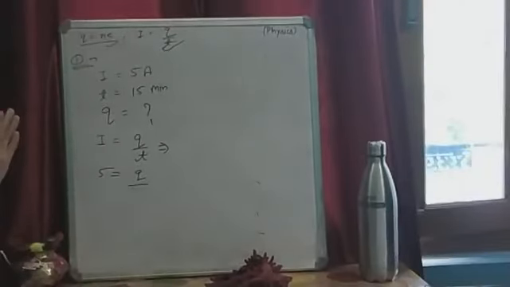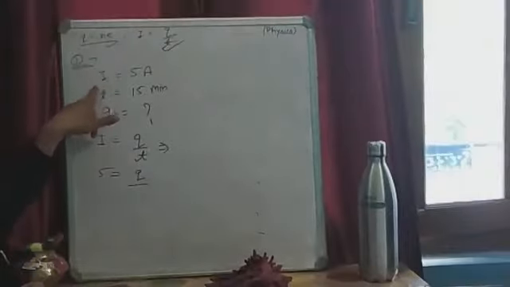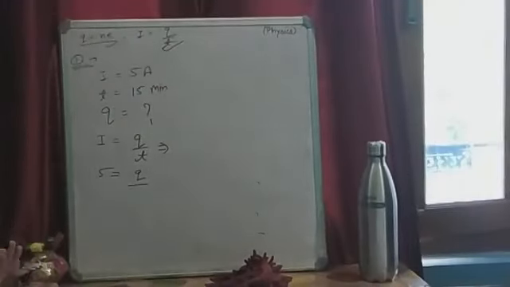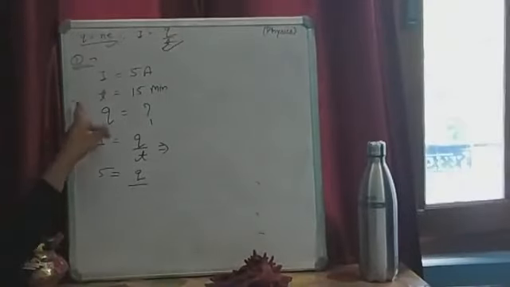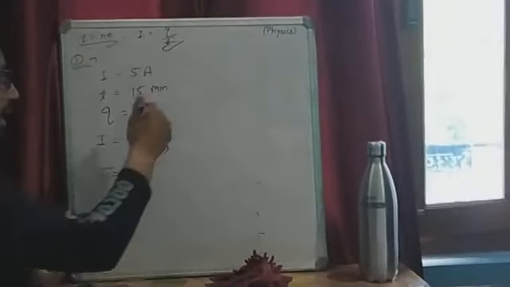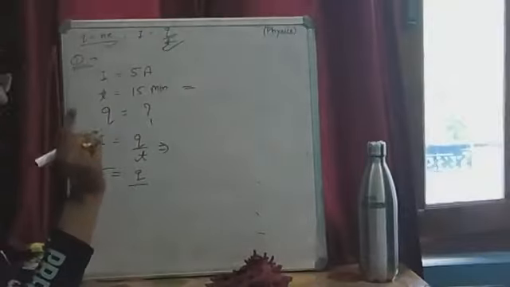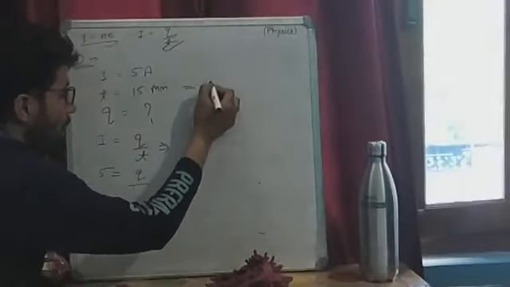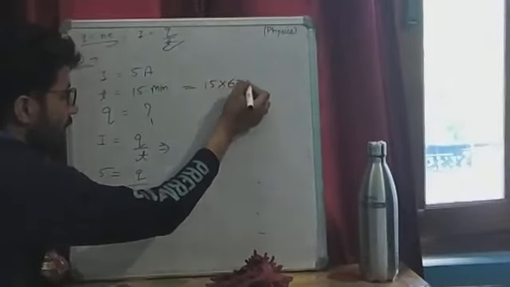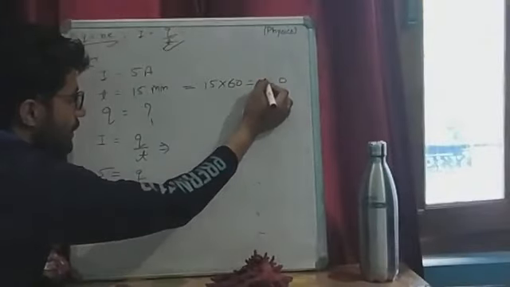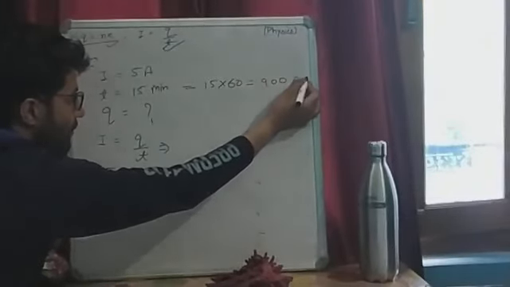Then we will look at the units. What is the SI unit of electric current? This is ampere, which is okay, no problem in that. And what is the SI unit of time? The SI unit of time is second. Then we will convert this minute into second. How? 15 times 60 will become 900 seconds. Got it?